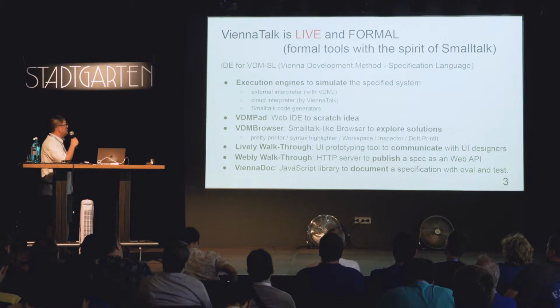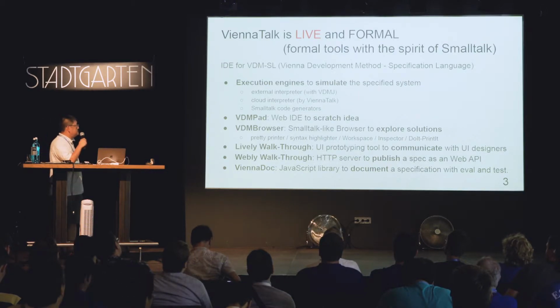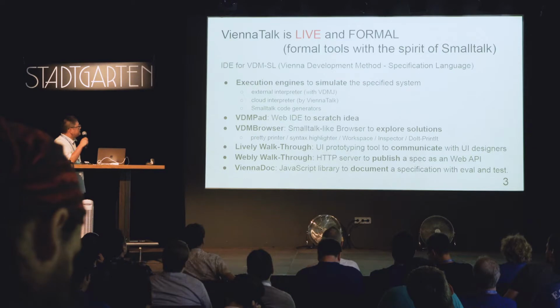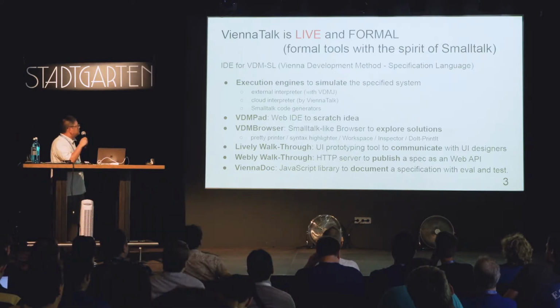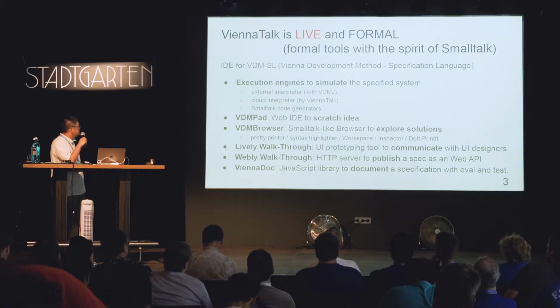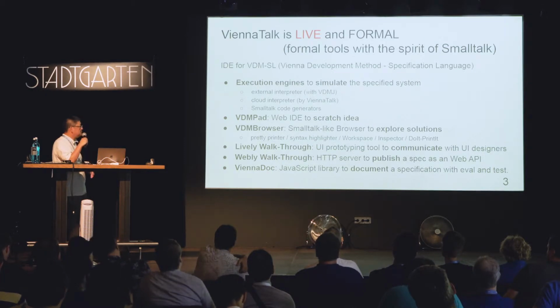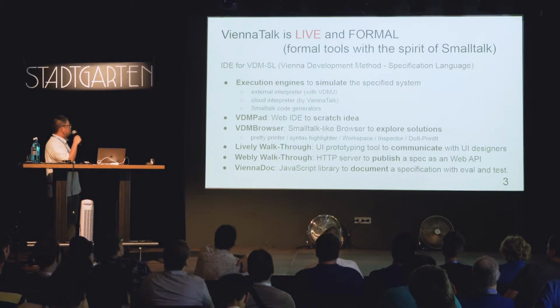Okay, so we have an interpreter that is written in Java, and that is a kind of de facto standard among VDM researchers. That is called VDMJ. It can be called from Smalltalk. And also we have a cloud interpreter provided by ViennaTalk, with a web API at a public place, and we can send a specification, state definition and expression to evaluate. Then we can get the return value and resulting state definition.